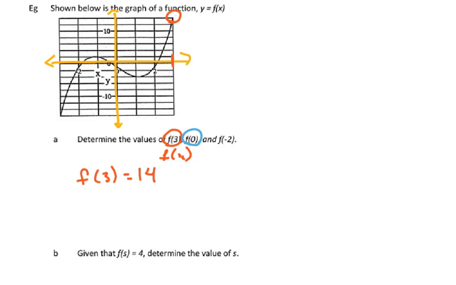f of 0, likewise, we go to 0 on the x-axis, which will be here. The graph crosses right there, halfway between 0 and -2, so that would make it -1. Last one, f of -2, means we go to -2 on the x-axis. The graph crosses there, same place as it did at 0, so f of -2 is also -1.